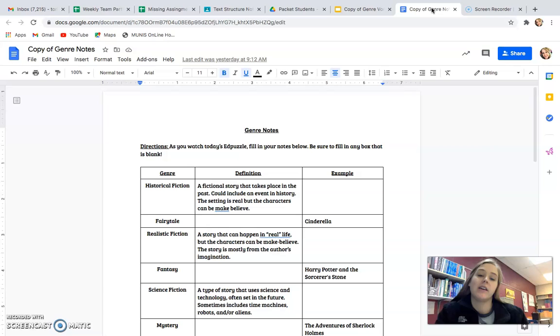Today we're going to be talking about the topic of genre. You all were introduced to this yesterday with the vocabulary video, but today we're going to dive in a little bit deeper and talk about the different genres that you're going to need to know. There are two parts to this assignment today. The first part is the Edpuzzle video, but the other part of this assignment are some notes that you are responsible for filling in as you watch the video.